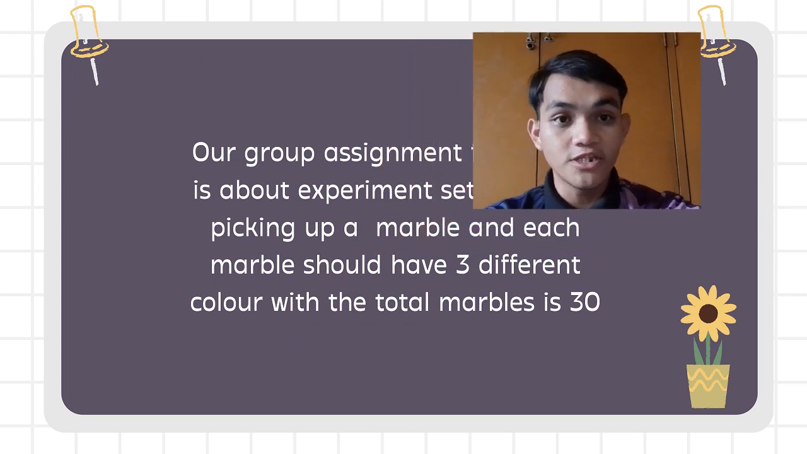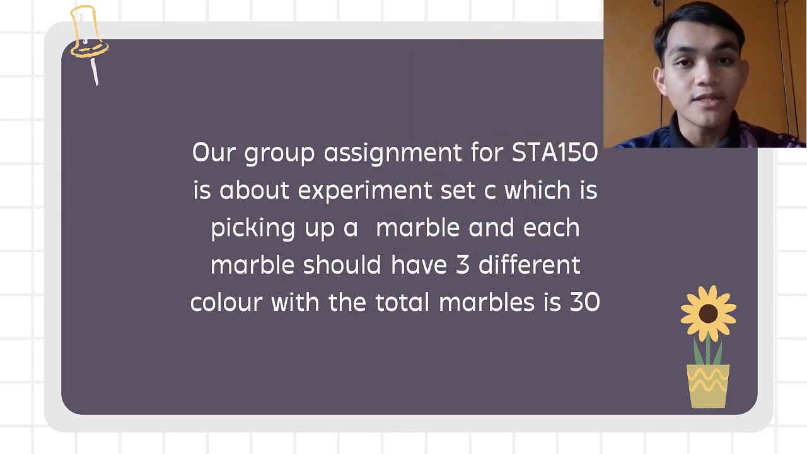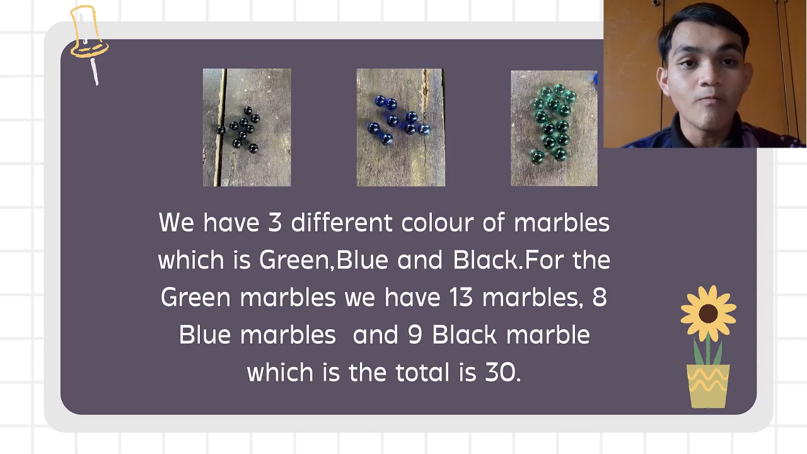For the methodology, our group assignment for STA150 is about picking up a marble. Each marble has 3 different colors, and the total of the marbles is 30. We have 3 different colors of marble, which are green, blue and black. For green we have 13 marbles, for blue we have 8 marbles and 9 black marbles. The total of the marbles is 30.